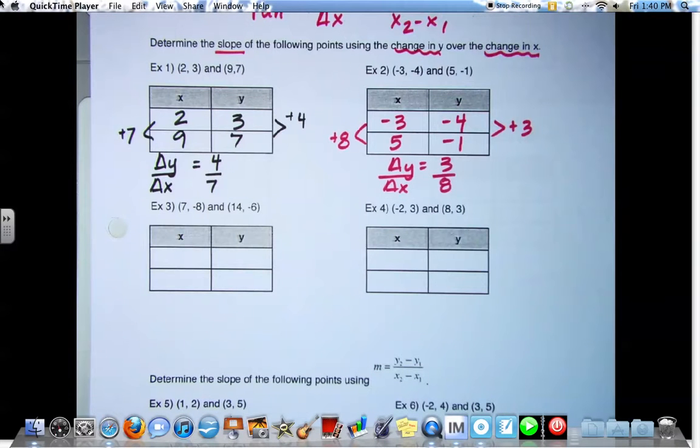Why are there so many different ways? Because you can look at a table, you can look at a graph, you can look at a set of numbers. Oh, okay. So there's lots of different ways to express it.